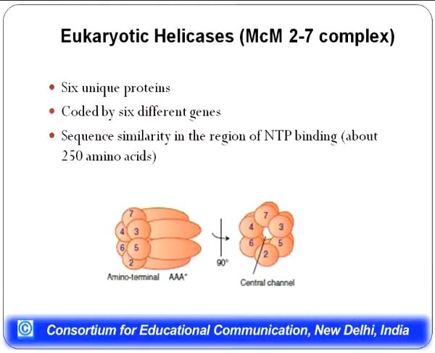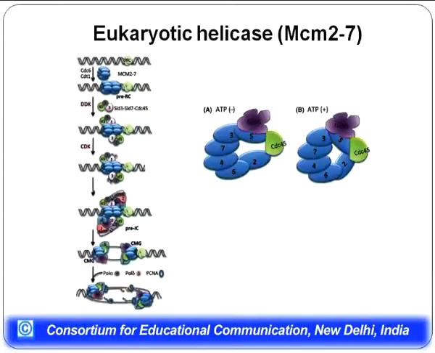The eukaryotic helicases are also hexameric structures and they are named as the MCM2-7 complex, which is basically a short form for mini chromosome maintenance protein 2-7 complex. There are 6 proteins involved in eukaryotic helicases and all of these are coded by 6 different genes. However, they have similarity regions, which is mostly in the nucleotide triphosphate binding region. They also have a 6-fold symmetry, and they also have a groove wherein the single strand of DNA will fit during the unwinding of DNA.